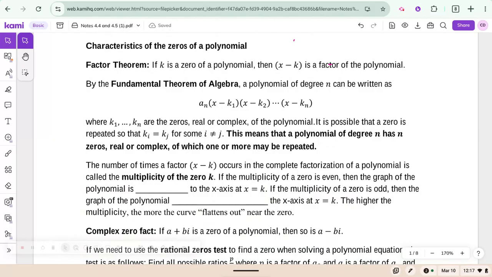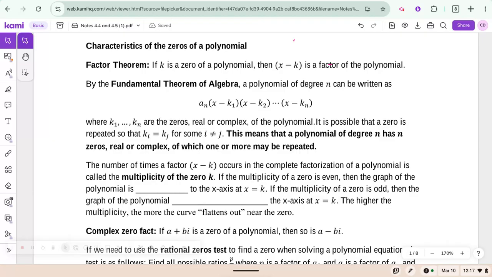The factor theorem says if k is a zero of a polynomial, then x minus k is a factor of the polynomial. And we've sort of used that information in reverse already. When we set a polynomial equation equal to 0 and we factor it, we used something called the zero product principle. Or maybe we called it the principle of zero products.